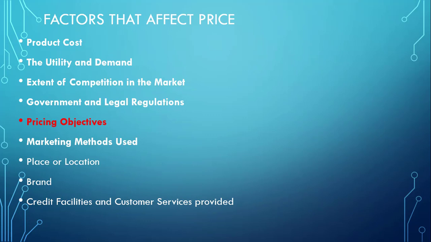Place or location is also another one. For instance, if you could acquire the product in many retail stores, or if you could acquire the product everywhere, then eventually the price of that product will be lower. If the product is not available everywhere, then the product's price will be higher. You can take practical examples.